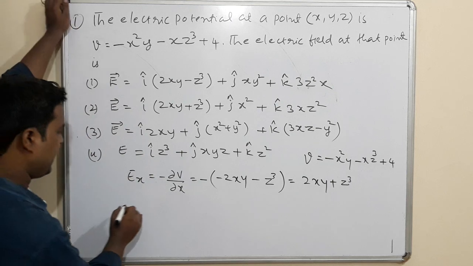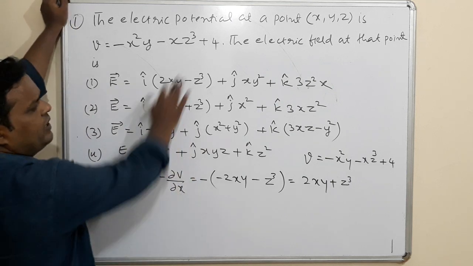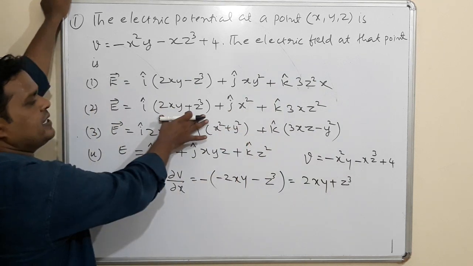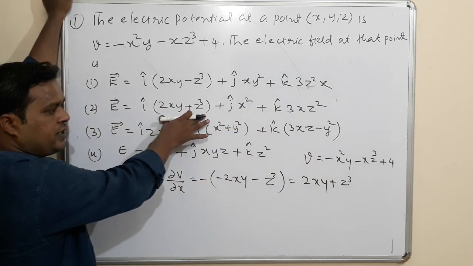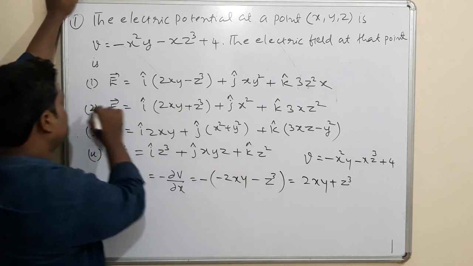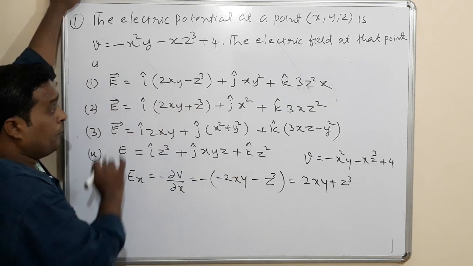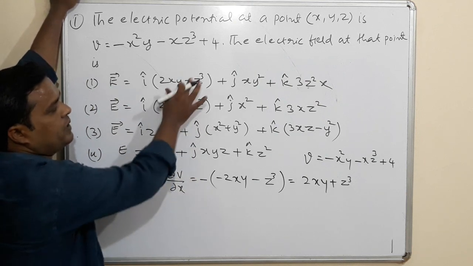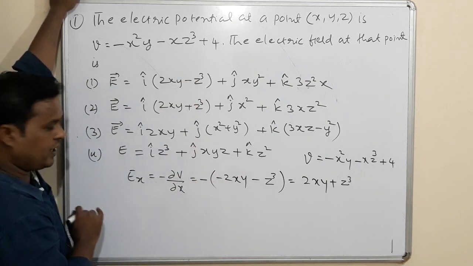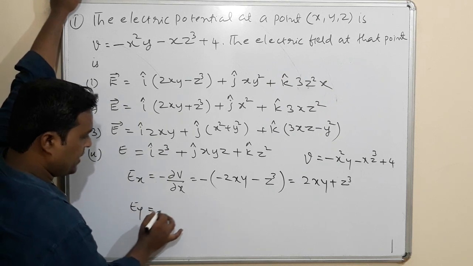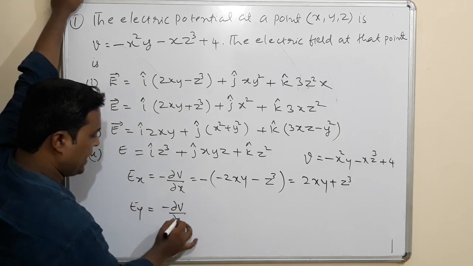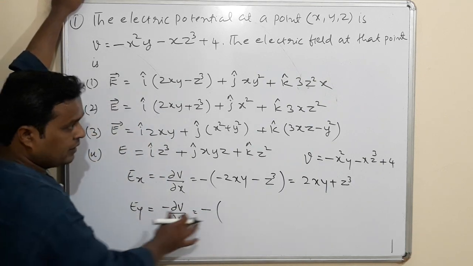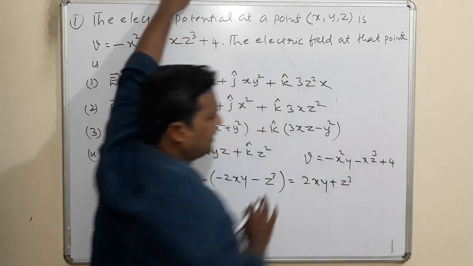Okay. Then in which option is x component this? Only in this option x component is this. So we can decide that this is the option now. But if in more than one option it is given as 2xy plus z cube, then I have to find y component also. What is y component? You see, minus dou v by dou y. This will be bracket. Then differentiate only with respect to y.